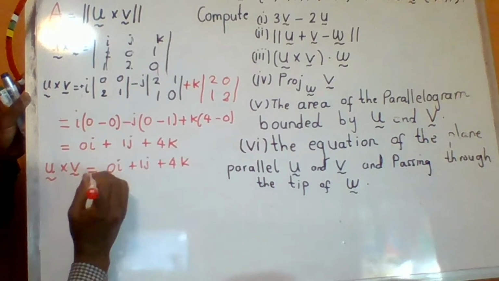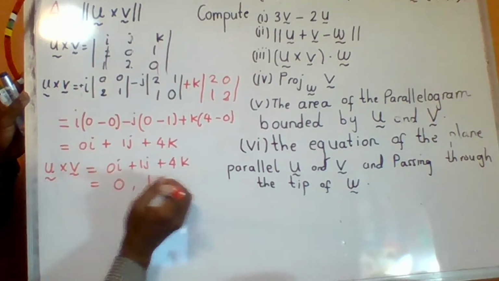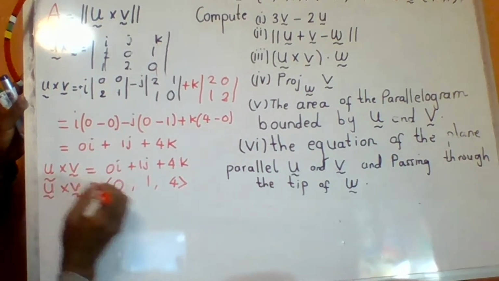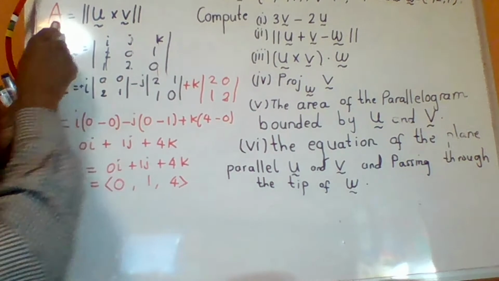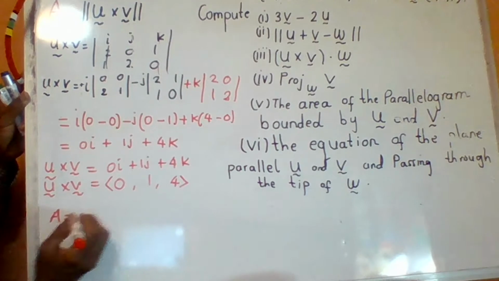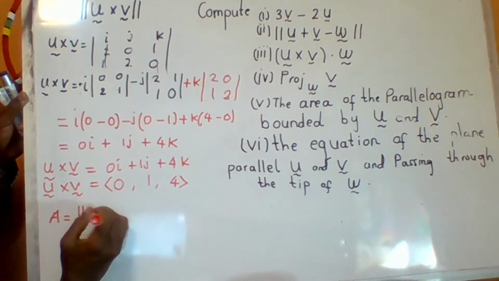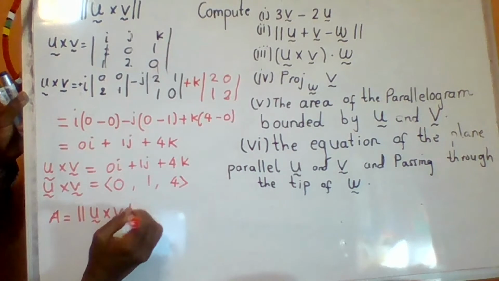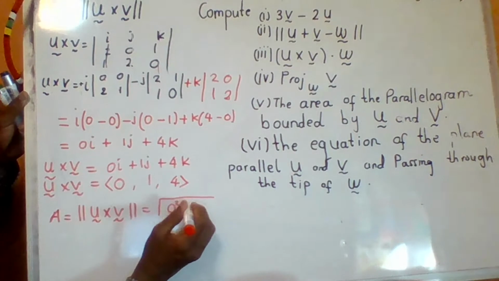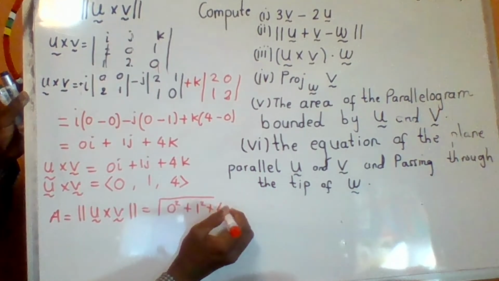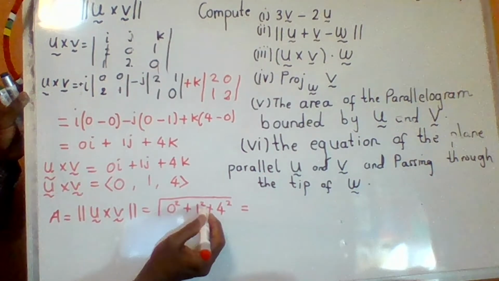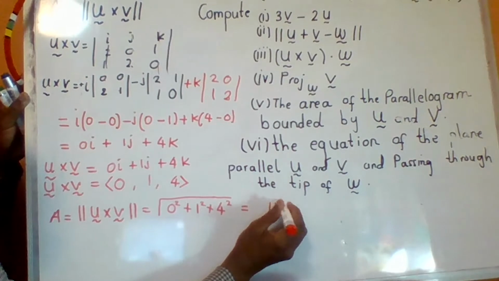4K. So now when you cross, U cross V equal to 0I plus 1J plus 4K, which is another way of writing 0, 1, and 4. This is U cross V. But for you to get the area, you're going to have to find the magnitude. So area equals the magnitude of U cross V, which we got.